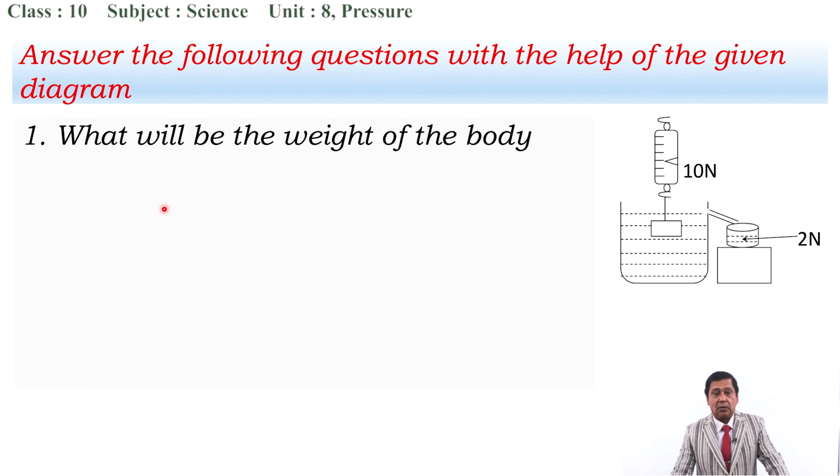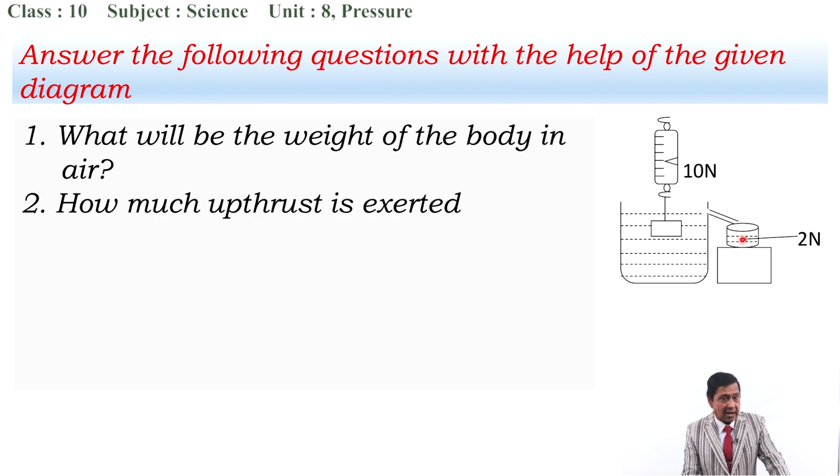First question is, what will be the weight of the body in air? The weight of the body in water or liquid is given here, whatever it is, maybe liquid or water. But what is its weight in air? Weight in air is equal to weight in liquid plus weight of displaced liquid, upthrust. We know about this, that's why we can say that the weight of this body is 12 Newton in air.